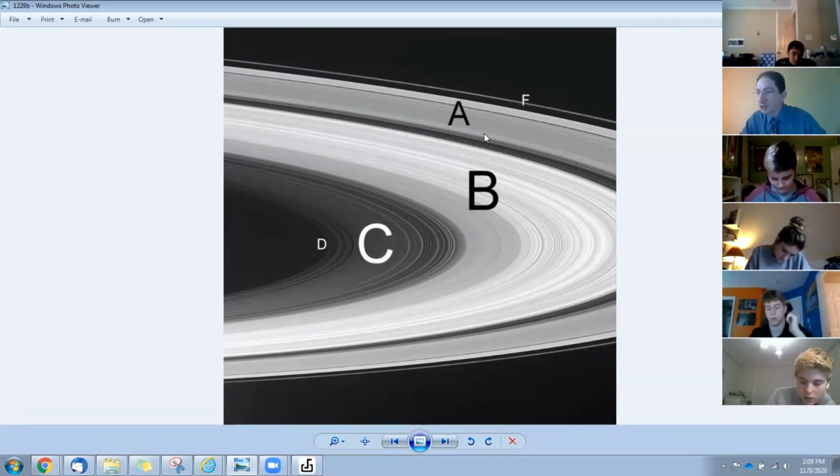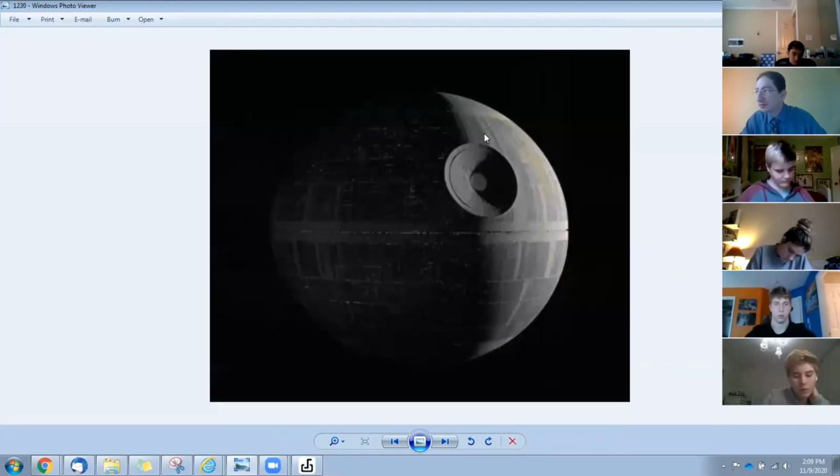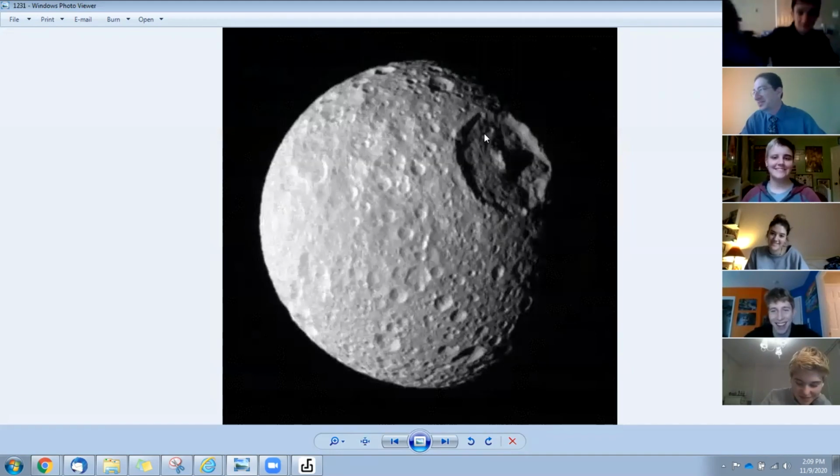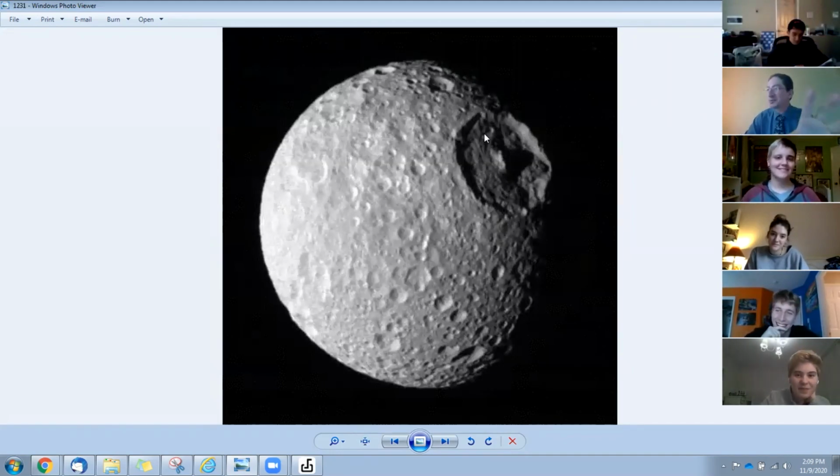Well, the Cassini Division is caused by, no, that's the Death Star. It's not caused by the Death Star, it's caused by Mimas, which looks exactly like the Death Star, which is kind of interesting. This picture was taken right when George Lucas was developing Star Wars, the initial movie. So I wonder if this is where he got the idea.